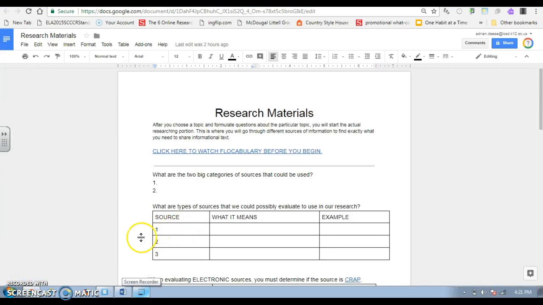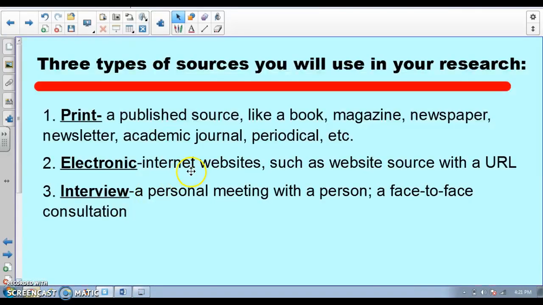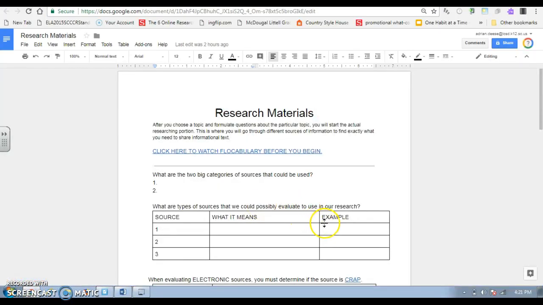So the word print needs to go right here. When it talks about what it means, you're going to put published source right there, as it says in the definition. And then over here, one of these examples is going to go right here. You can put book, magazine, but it has to be something on paper, something that's been published.